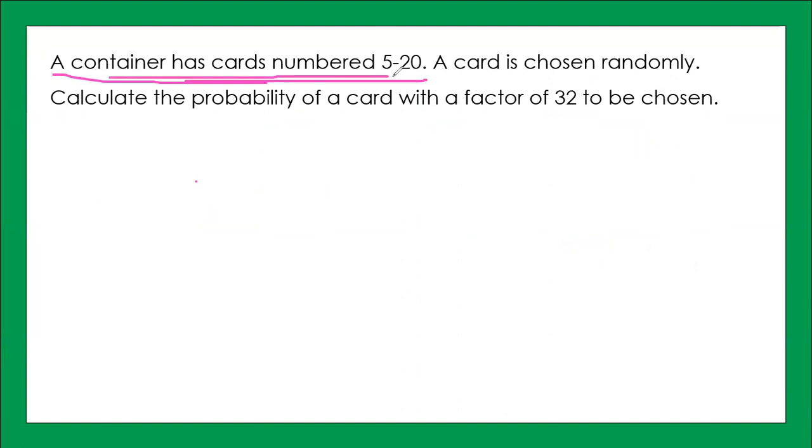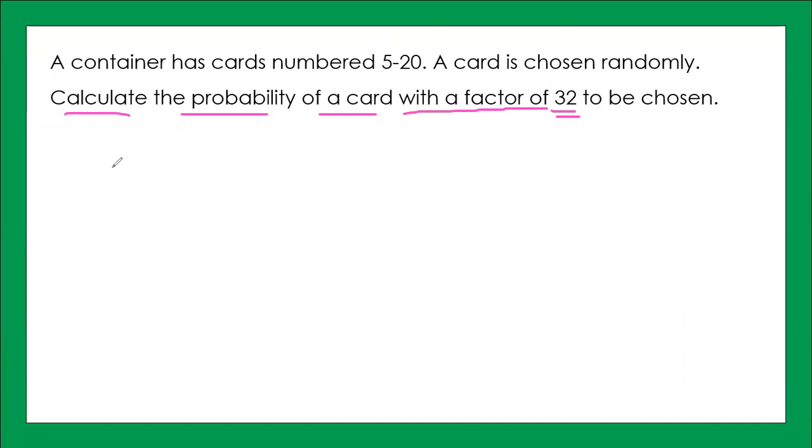A container has cards numbered from 5 to 20. Read carefully. It's not 1 to 20. It's 5 to 20. Always read your questions very carefully. A card is chosen randomly. That means they close their eyes and they choose. They never cheat. Calculate the probability of a card with a factor of 32.